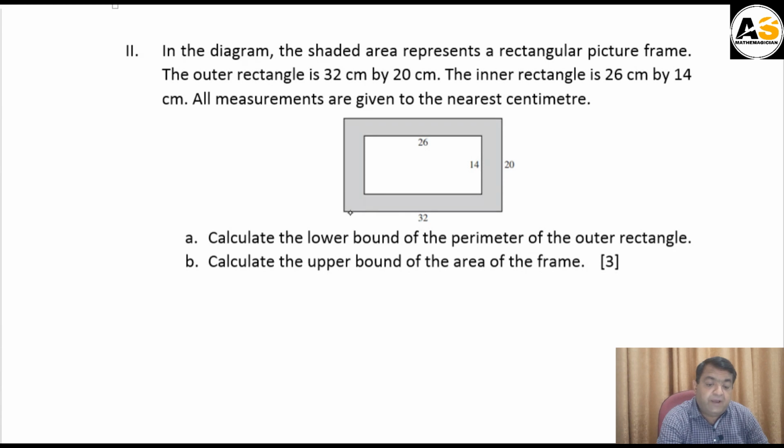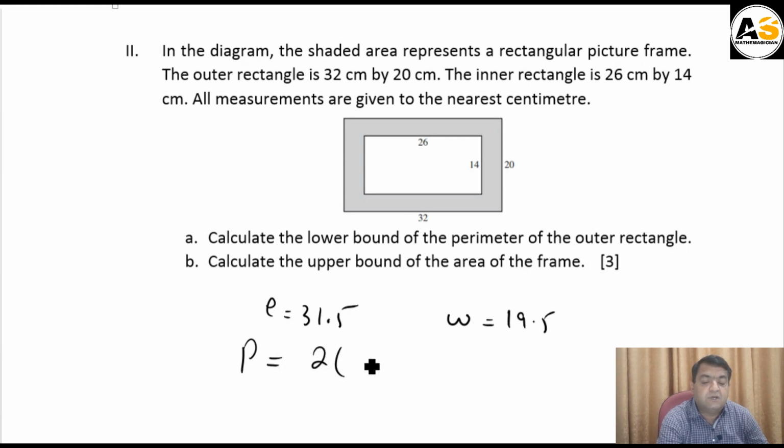Okay, lower bound of perimeter of this rectangle. For lower bound, so this 32 centimeter is rounded off to nearest centimeter. Its lower bound will be 31.5 centimeter and lower bound of width will be 19.5 centimeter. So what will be the lower bound of the perimeter? 2 times length plus width, and it will be 2 times 51, which will be 102 centimeter. So this is the lower bound of the perimeter of outer rectangle.